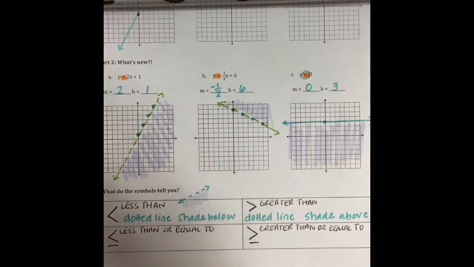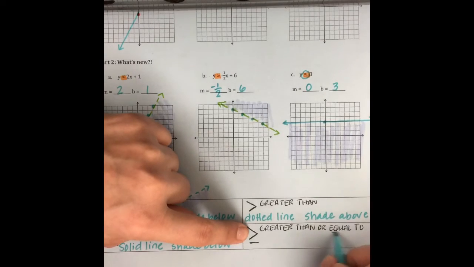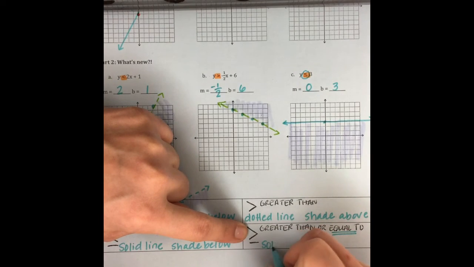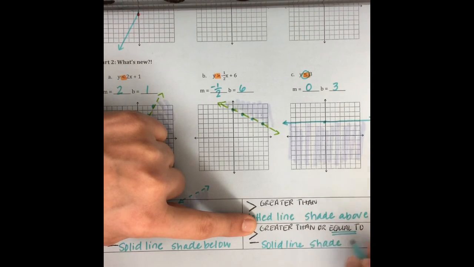So just to fill in the notes here, if it's a less than or equal to, the equal to tells me it's a solid line. The less than tells me I'm going to shade below. If it's greater than or equal to, again, the equal to tells me it's a solid line. The greater than tells me I'm going to shade above.